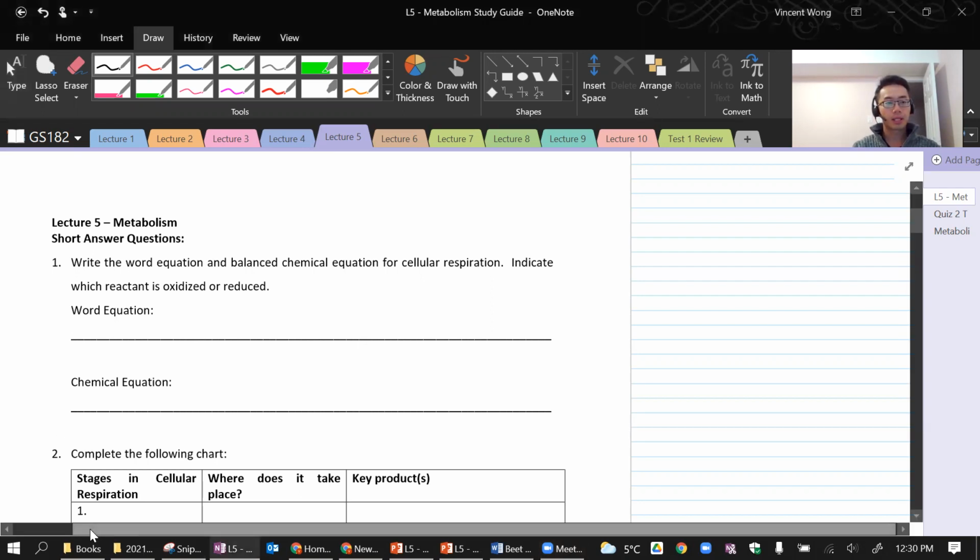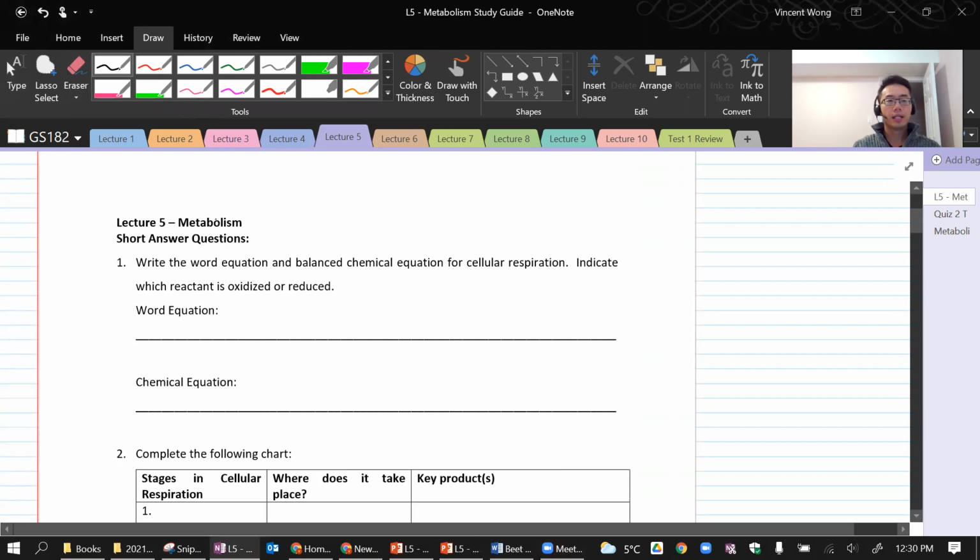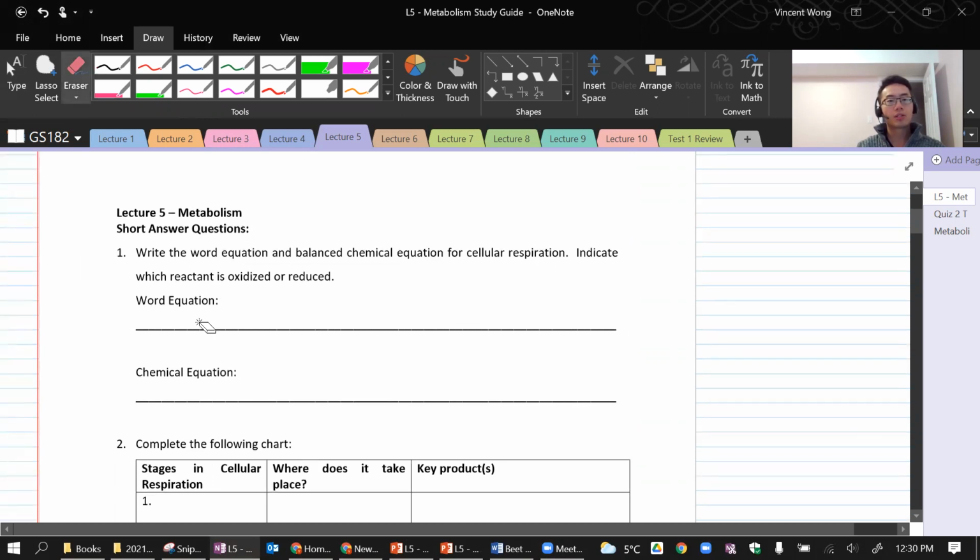Okay, so this one you can get on eCentennial. Lecture 5, metabolism. First question, write the word equation and balance chemical equation for cellular respiration. Indicate which reactant is oxidized or reduced. So the word equation goes like this.